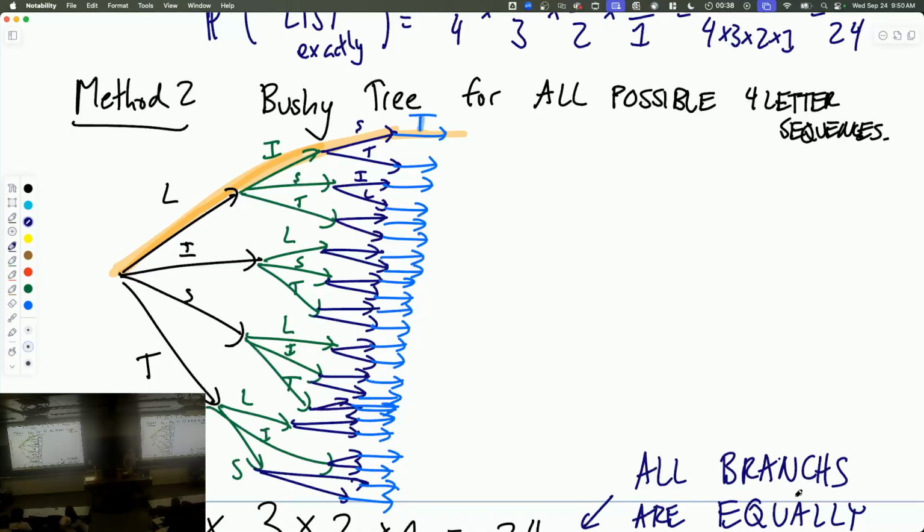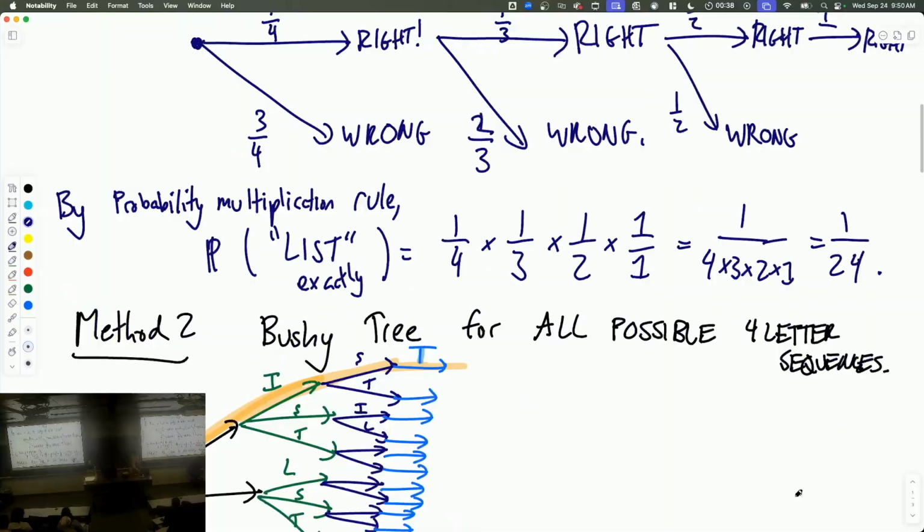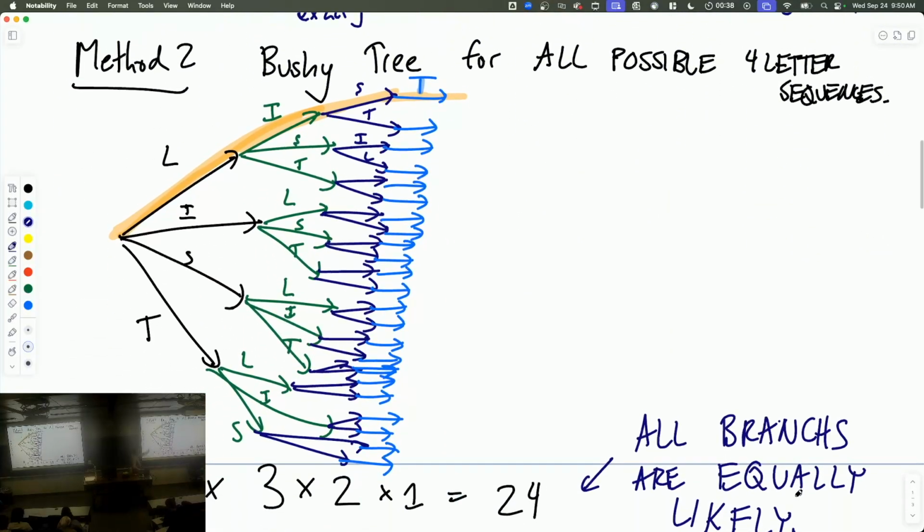Why is the bushy tree better then? Well, the bushy tree is better because the thin tree works for one word at a time, but the bushy tree, I can put all my words on here. So that was list. Let's find another word to highlight in my big bushy tree. Another word I like is tills. So here's T and then I. So tills is this word, T-I-L-S.